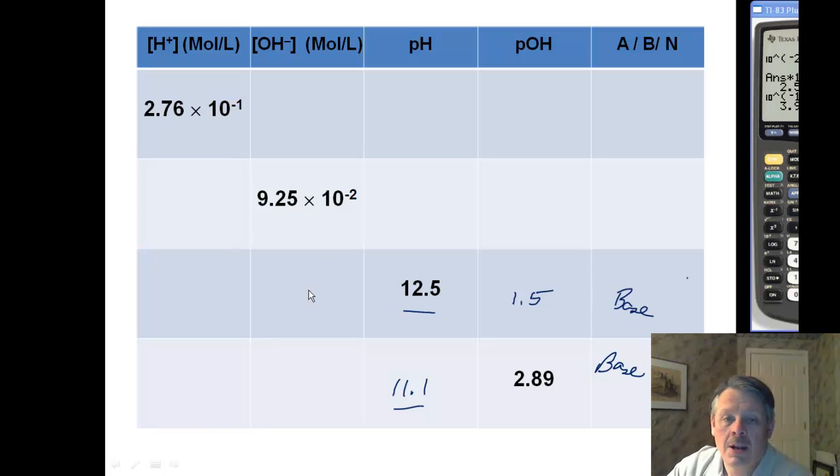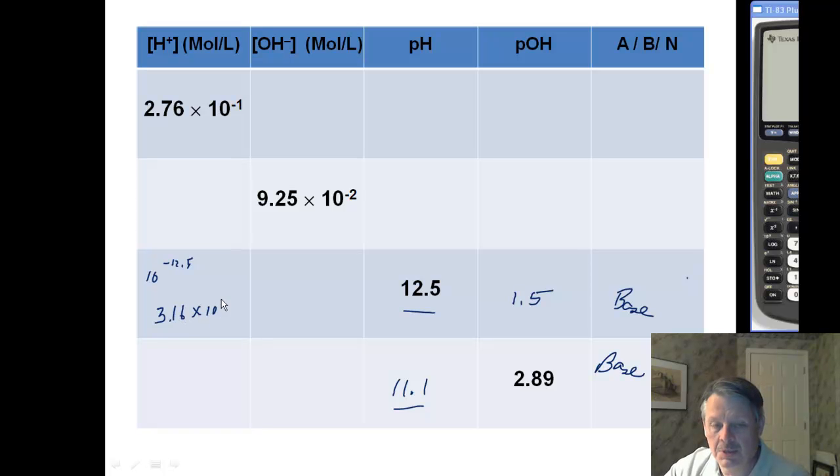Now remember, what I have to do to go from these numbers to these numbers is if I take the 12.5, if I raise 10 to the negative 12.5, that's going to give me 3.16. Sorry, I lost my cursor. 3.16 times 10 to the minus 13th.